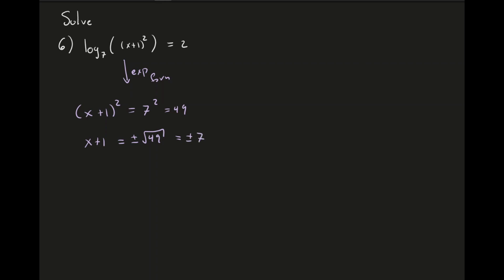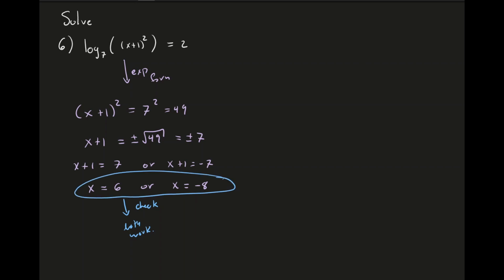So in this case here, we get x plus 1 is equal to 7, or x plus 1 is equal to minus 7, giving us the two solutions, x is equal to 6, or x is equal to minus 8. If you needed to check, which I'll not do for both, both work. So we actually have these two solutions here, which is great. But here's a big old warning.